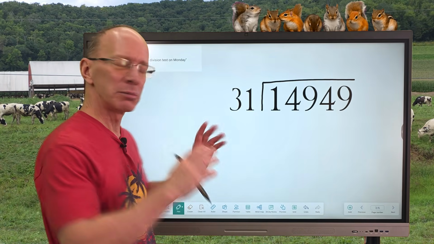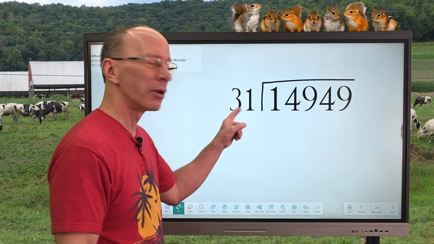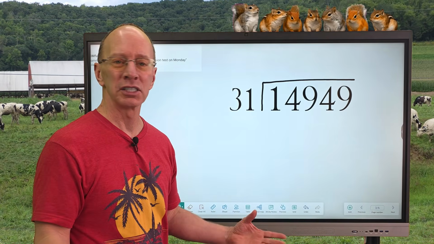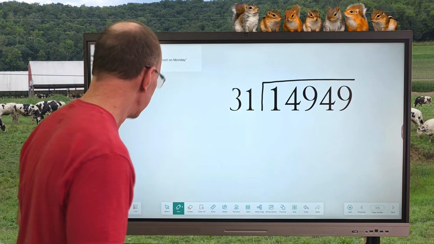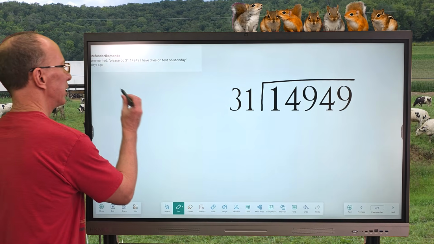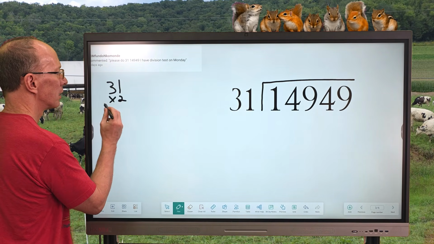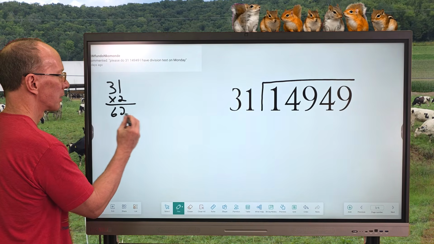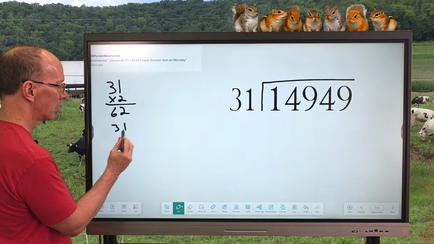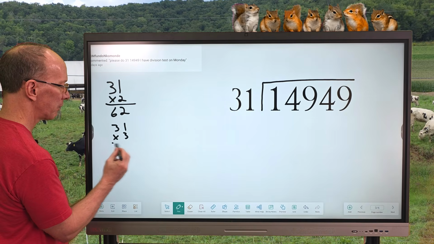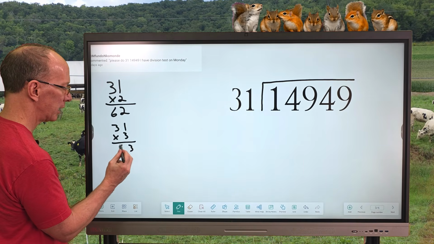All right, the first thing I'm going to do is take this number 31. I'm just going to start doing some figures on the side. That way I get a good start. So I'm going to put 31 right here times 2. That would be 62. Then I have 31 times 3. So 3 and then 9.